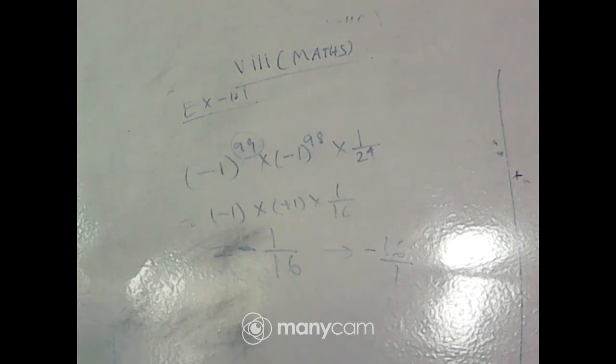Minus 16 by 1. No one has given the right answer. Got it, everyone? Saronna, you have also given a wrong answer. Minus 16 by 1 is the right answer. Where is Astha? Astha is totally absent. Clear to all of you? Saronna, okay.